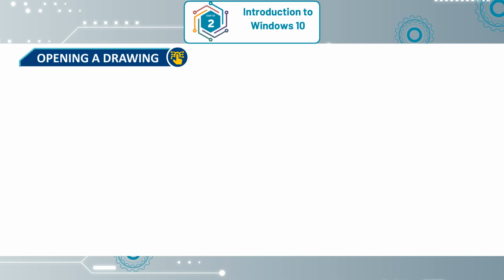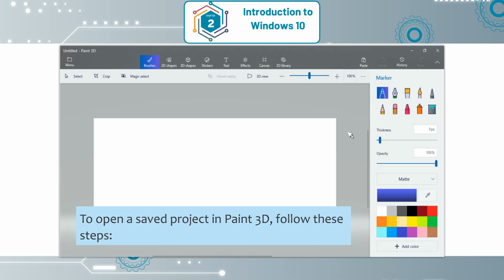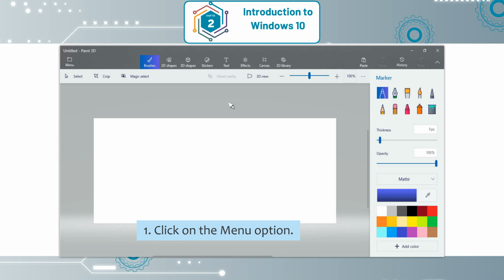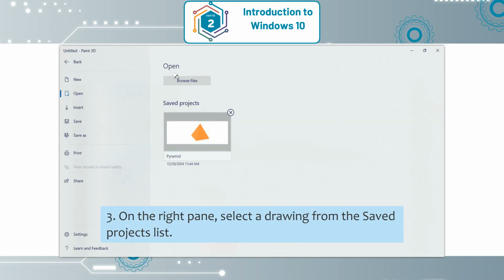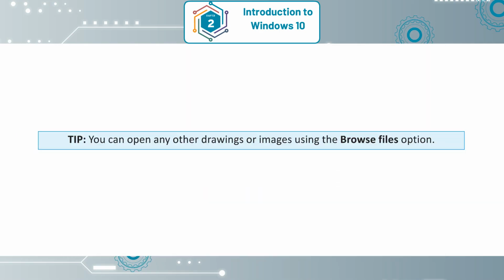Opening a drawing. To open a saved project in Paint 3D, follow these steps. 1. Click on the Menu option. 2. Select the Open option, Figure 4.9. 3. On the right pane, select a drawing from the Saved Projects list. Tip: you can open any other drawings or images using the Browse Files option.